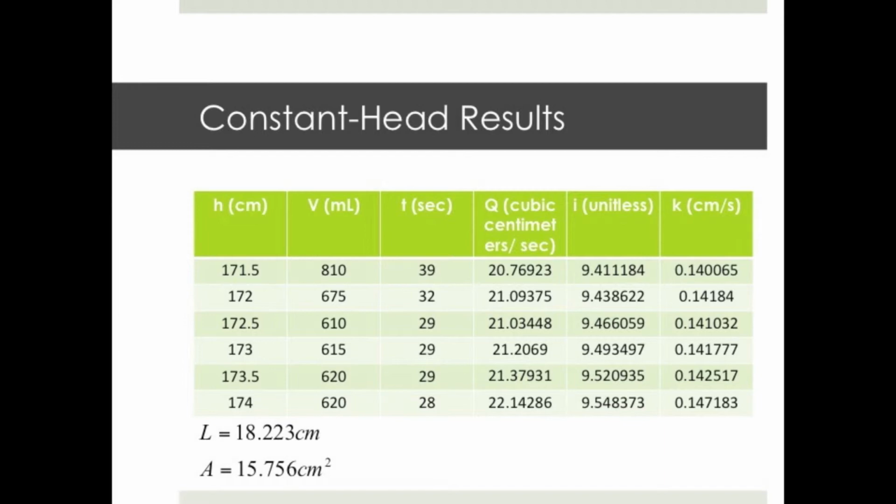K is equal to Q over IA, where I changes with each trial because hydraulic head changes. K is a parameter unique to the soil, not hydraulic head or gradient. Therefore, K should look somewhat constant throughout trials.